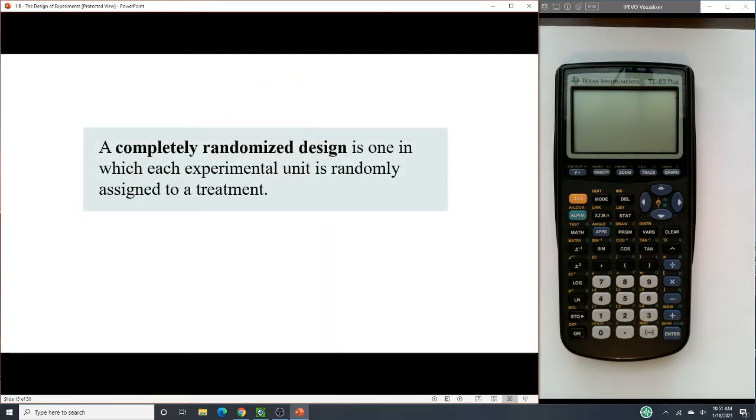A completely randomized design is one in which each experimental unit is randomly assigned to a treatment. So we don't know, they're just thrown in there. Usually computer generated to figure out where they go. We're not getting to pick what gets to go where.